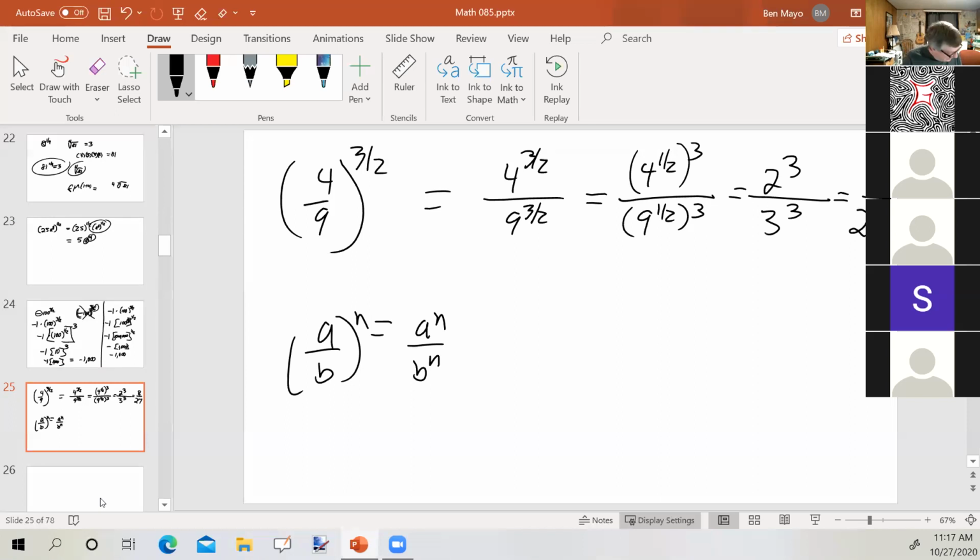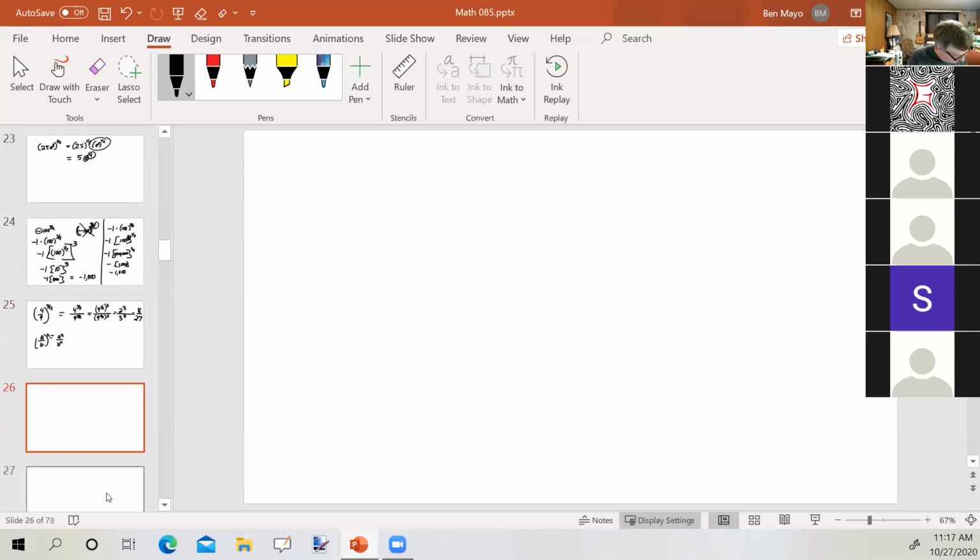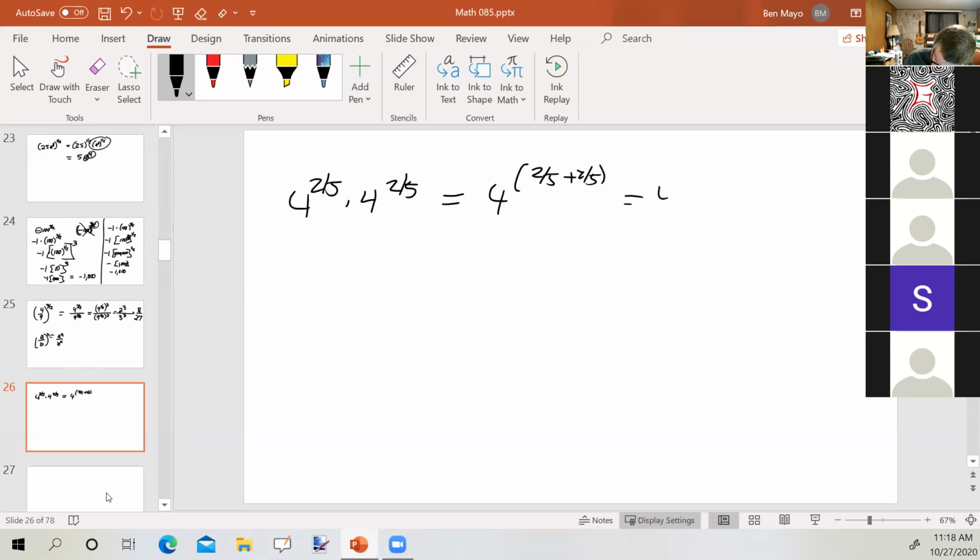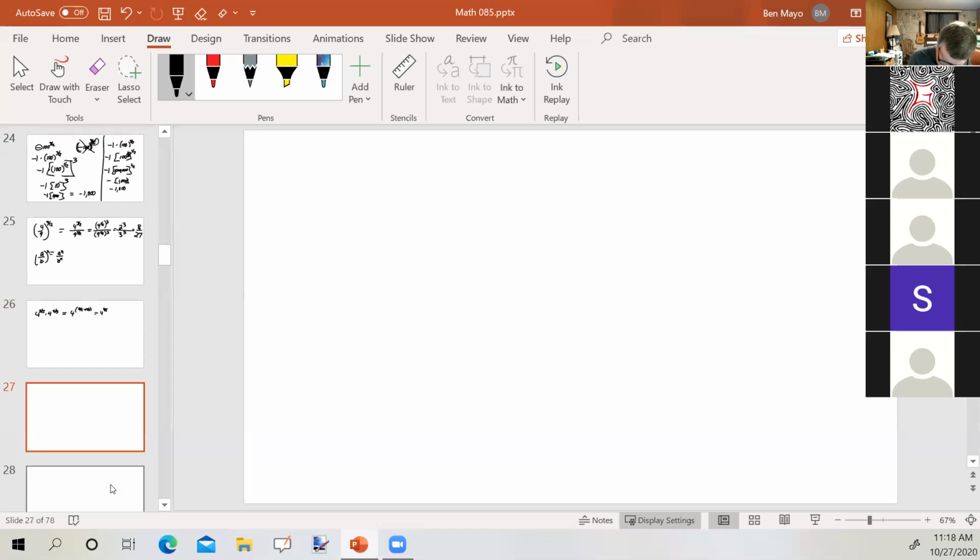All right. Oh, how about this? 4 to the 2/5 power times 4 to the 2/5 power. When you're multiplying two powers with the same base, you add the exponents. So this would be 4 to the 2/5 plus 2/5 power, which is 4 to the 4/5 power. Now, the 5th root of 4 is not a pretty sight. So we're just going to stop there with that one. Okay with that? Yes. All right.